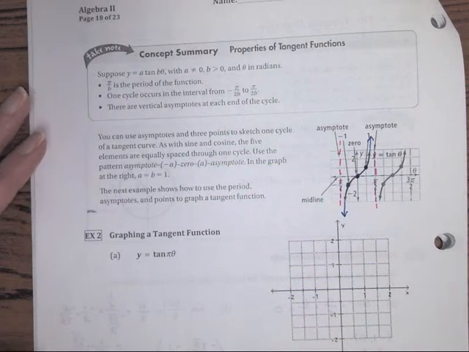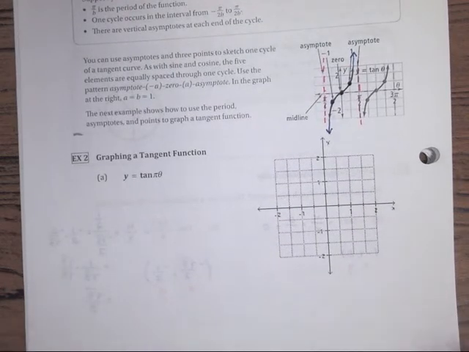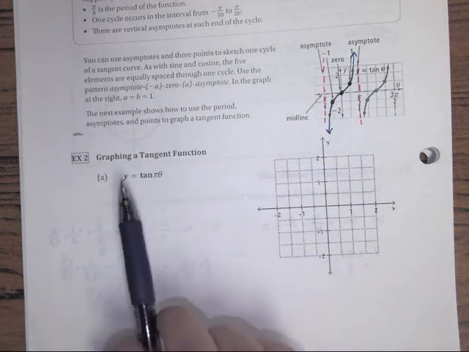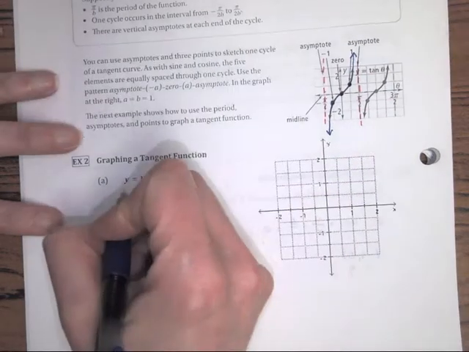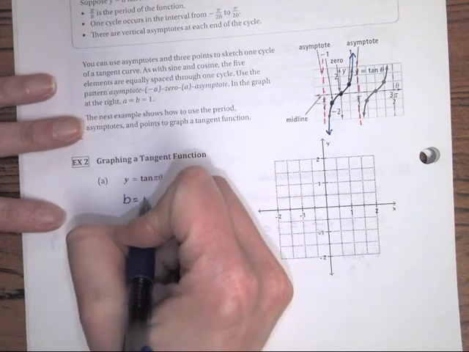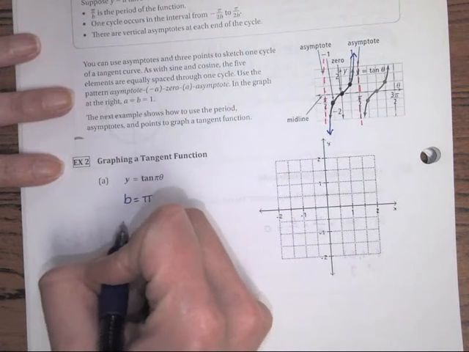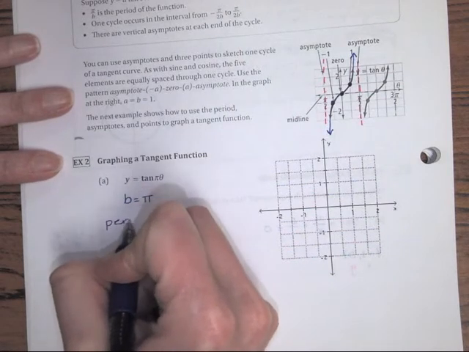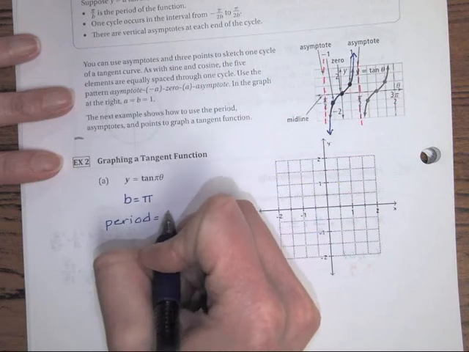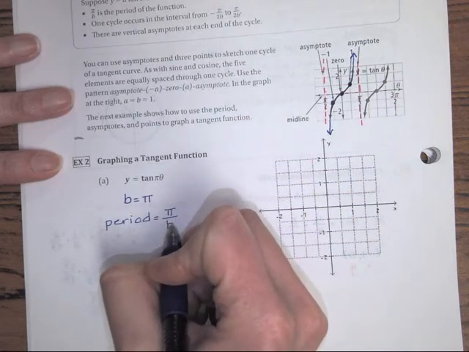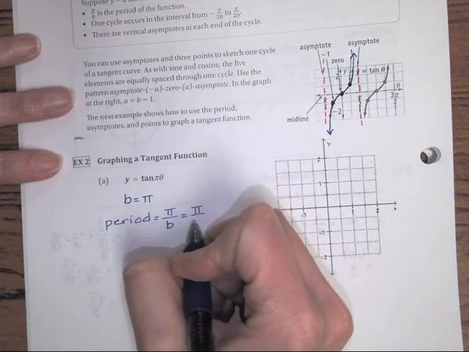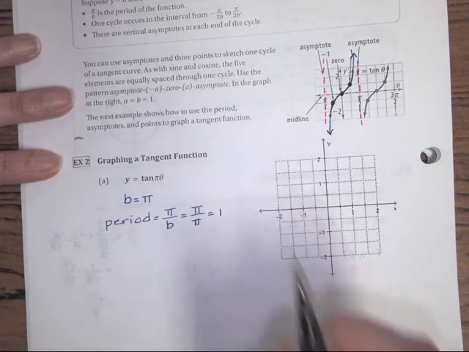Okay? So, here's what we're going to do down below. I've got one for us to graph, and this is y equals tangent of pi theta. So here's what that pi is. We're saying b equals pi because we have tangent b theta. So our period is going to be pi over b, which in our case is pi over pi, which is 1.